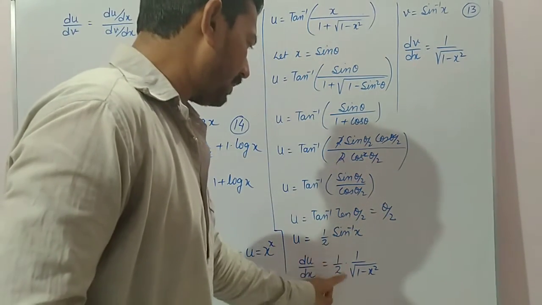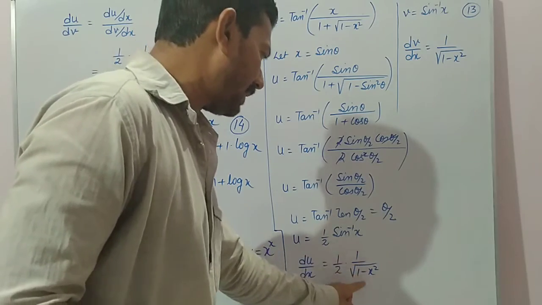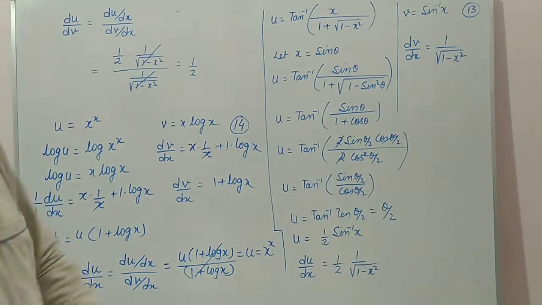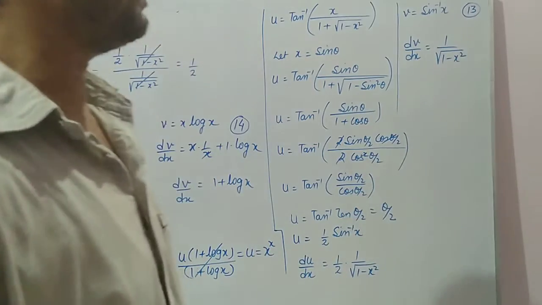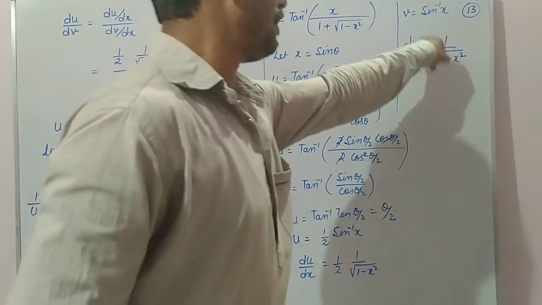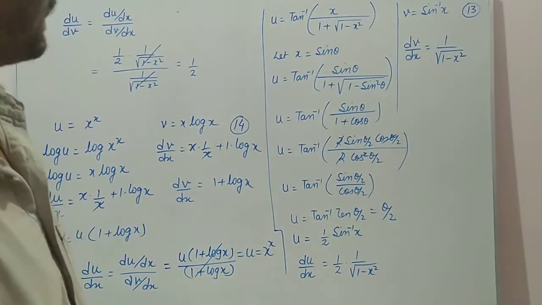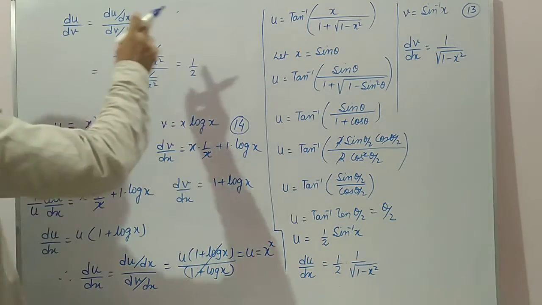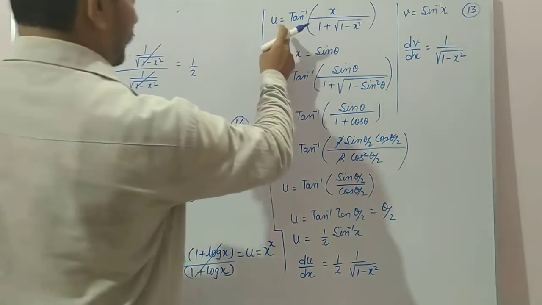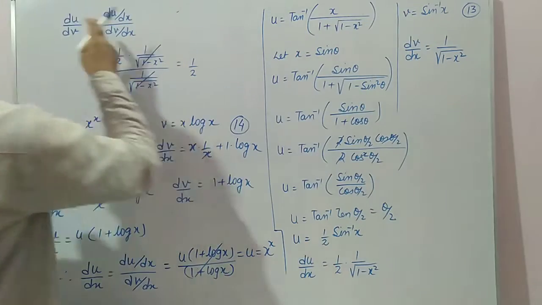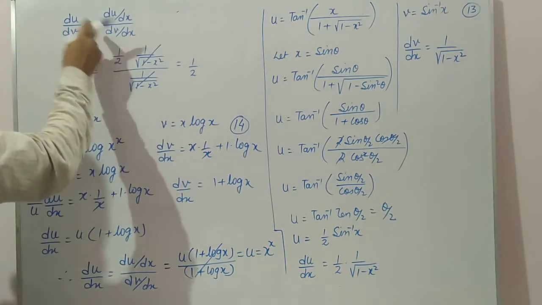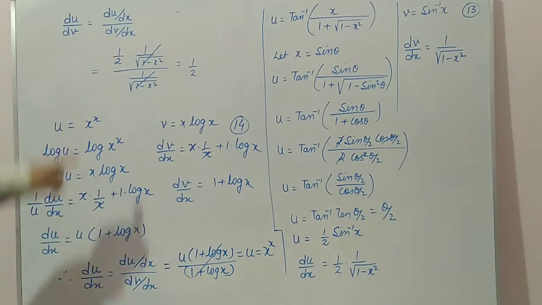On differentiation you get 1 by 2 times the differentiation of sin inverse x, which is 1 by root over 1 minus x square. We have taken v as sin inverse x, so dv by dx is equal to 1 by root over 1 minus x square. Therefore du by dv, the differential of u with respect to v, is du by dx divided by dv by dx. We are getting 1 by 2, which is independent of x.